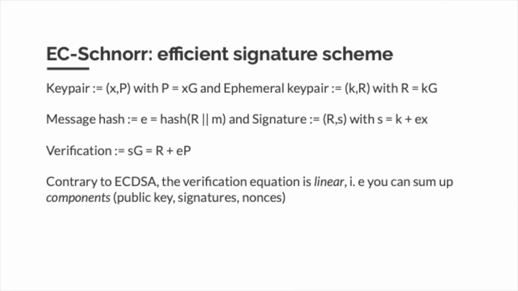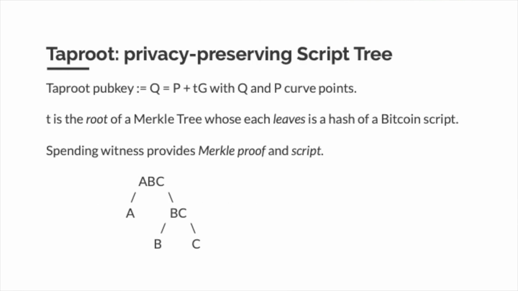And the other big new consensus upgrade, at least the proposal, because right now nothing has been adopted by the network, is Taproot. Taproot is the idea of building a Merkle tree, and every leaf of the Merkle tree is going to be a script, and you are going to commit the root of the Merkle tree inside the pub key of the transaction.